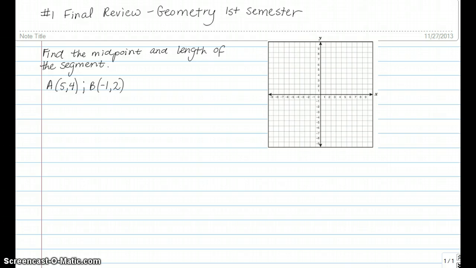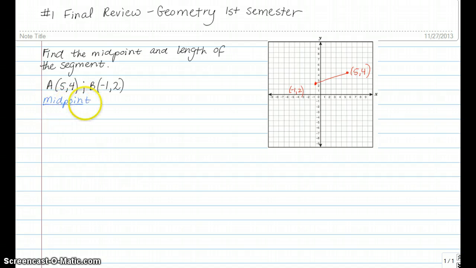So first we're going to plot (5, 4), because I want you to see a visual of what it looks like. So (5, 4), and then you're going to plot (-1, 2). Now you don't make a line here, you just connect it with a segment, because we're going to find the distance of that line, and we're also going to find the midpoint of that line. So first we'll start with the midpoint. We'll do that in blue.